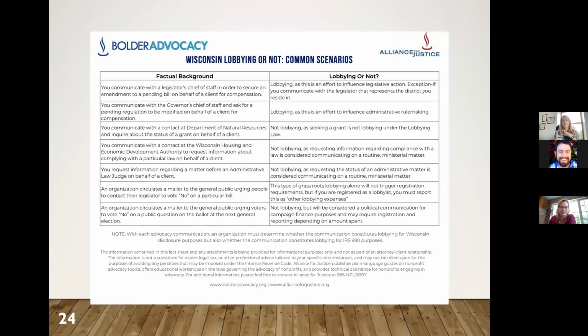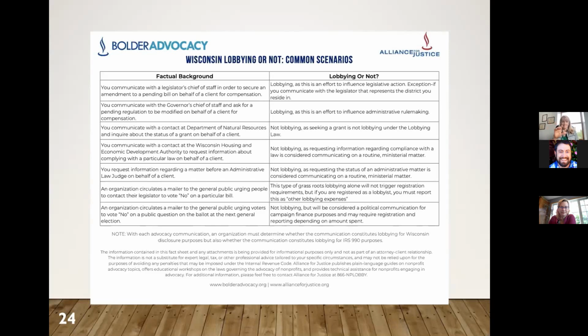Though you see a note here that if you are registered as a lobbyist, there may be some more reporting related to that. And then the example I've used several times already is urging the public to vote no on the ballot issue, which is not lobbying in Wisconsin. It is lobbying under the Internal Revenue Code rules. However, there are also political communication or campaign finance rules that get at ballot referendums.